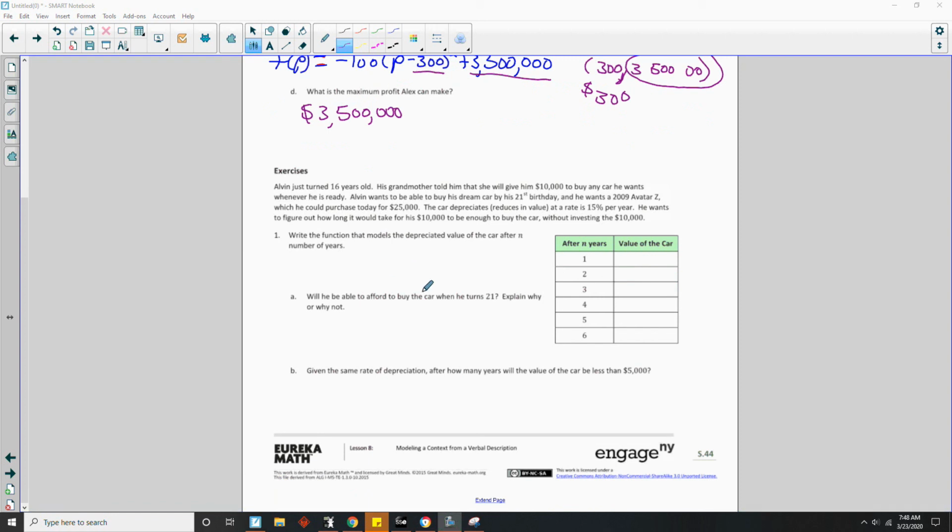Exercises. Alvin just turned 16 years old. His grandmother told him that she will give him $10,000 to buy any car he wants whenever he is ready. Wow, must be nice. I paid $900 for my first car and I had to pay for it myself.